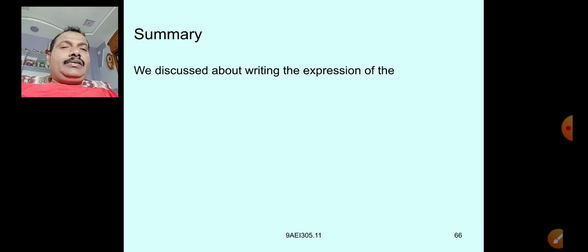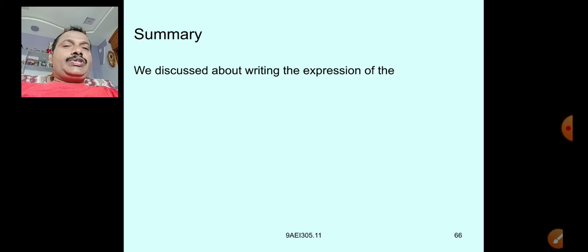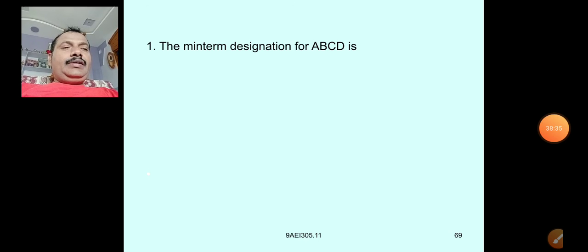We have discussed a few problems and simplified Boolean expressions using both methods, by using Boolean laws and by using the K-map method. After simplification, we have implemented the expression using gates. Let us see a few examples, conceptual questions upon these topics.